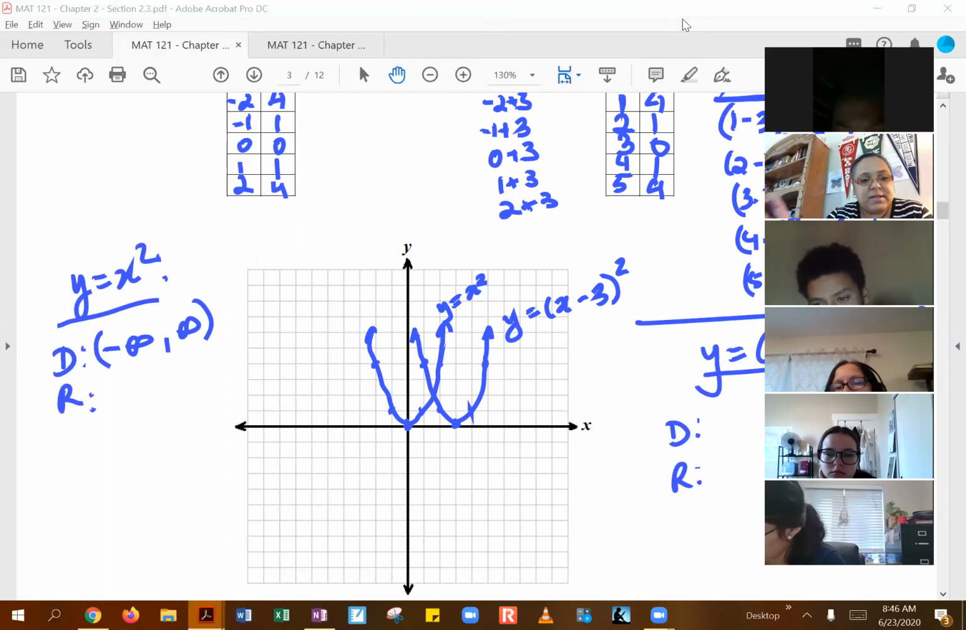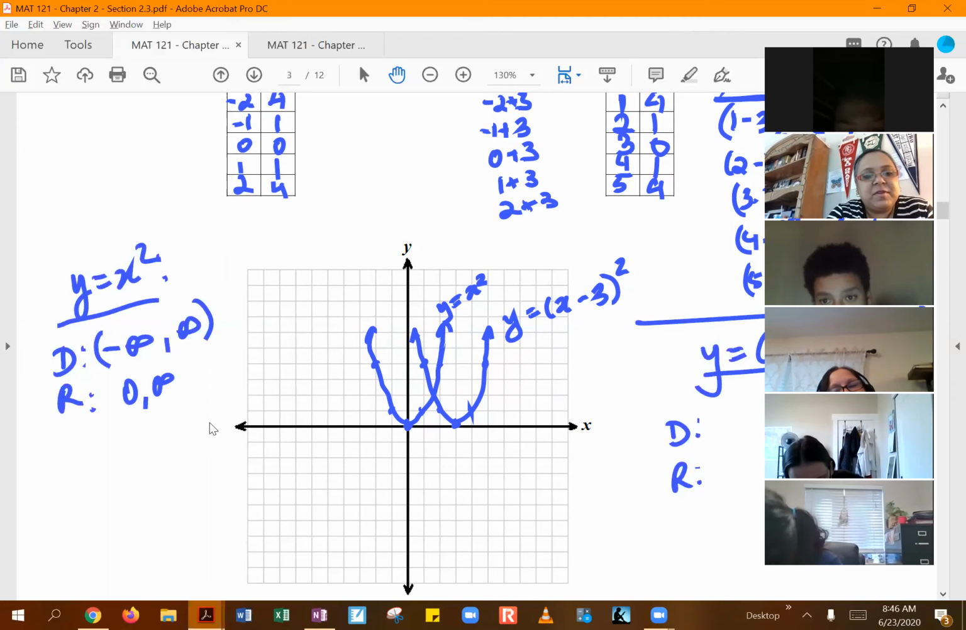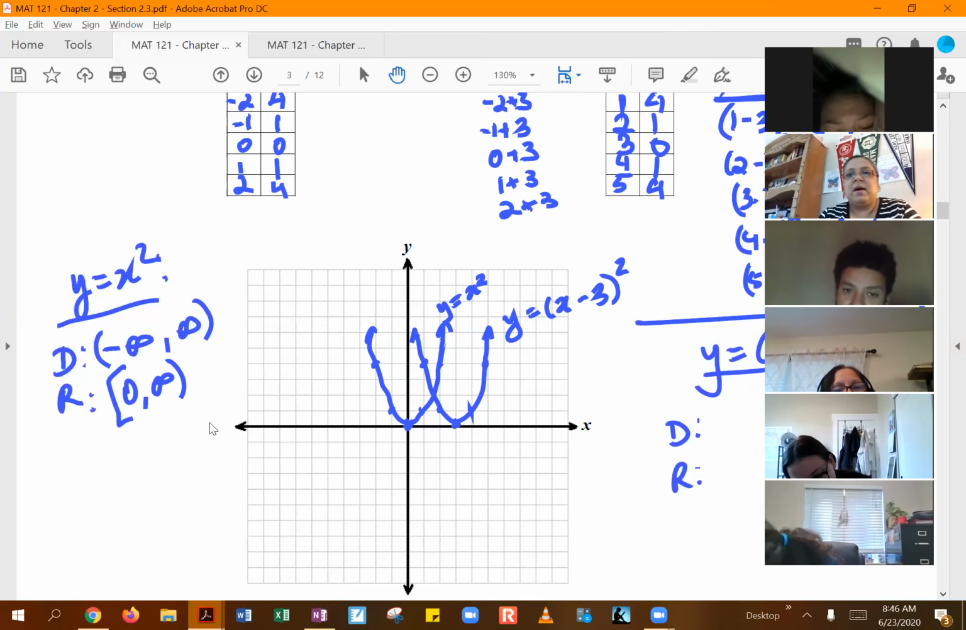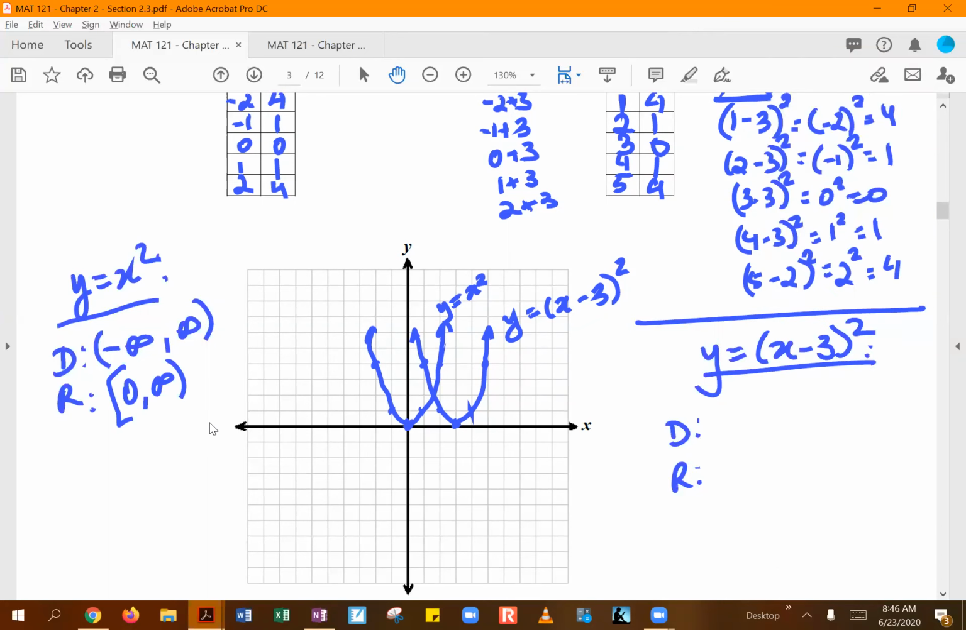Okay, Jack, you are saying including 0 to infinity. Yeah, because again, your graph is going upwards, right? The arms are going up. So that tells you you're going from 0 to infinity. There is no graph on the negative side of our y-axis. And obviously, we are including 0 because we do have a point at 0, 0. Now, by moving this graph 3 units to the right, did that change our domain and range?